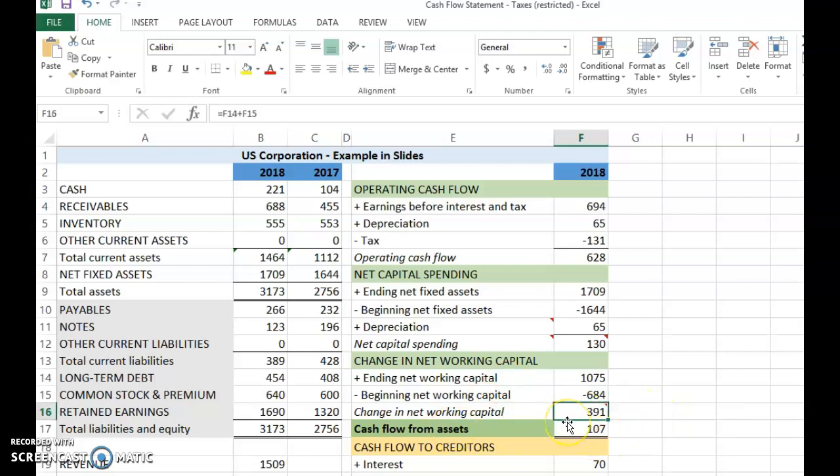So here it means 391 and it is positive. That means the ending net working capital is greater than the beginning net working capital, which means that the company has used cash.